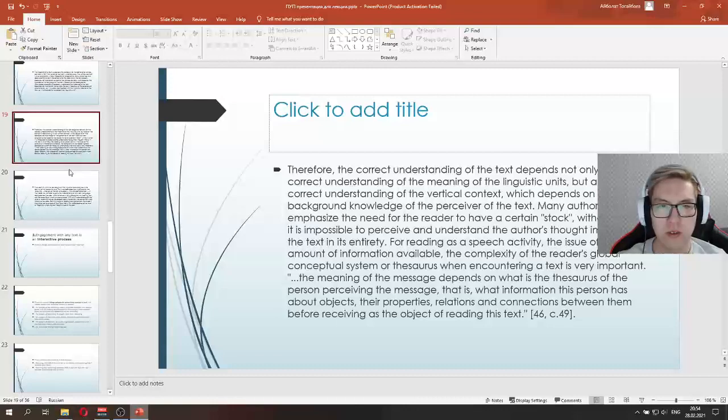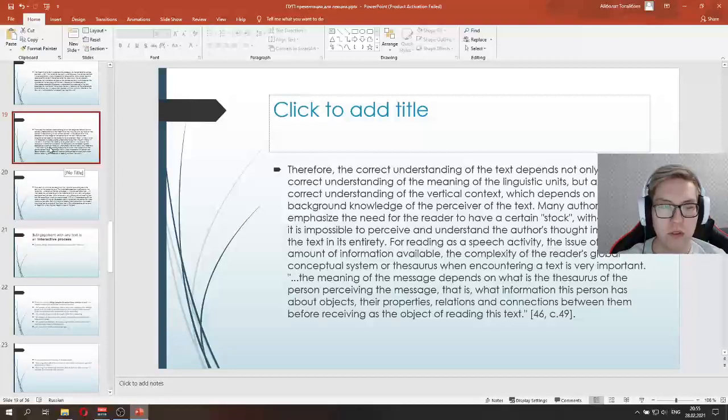Therefore, the correct understanding of the text depends not only on the correct understanding of the meaning of the linguistic units, but also on the correct understanding of the vertical context, which depends on the background knowledge of the receiver of the text. Many authors emphasize the need for the reader to have a certain stock, without which it's impossible to perceive and understand the author's thought implicit in the text in its entirety.